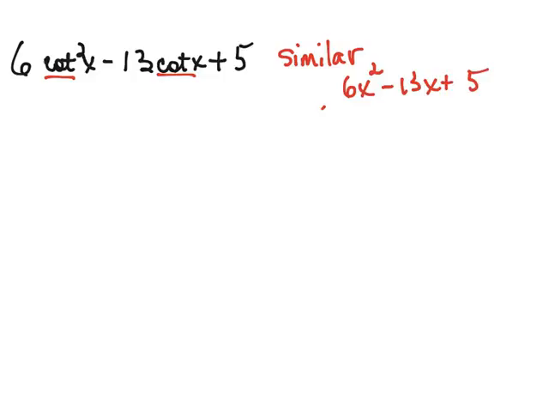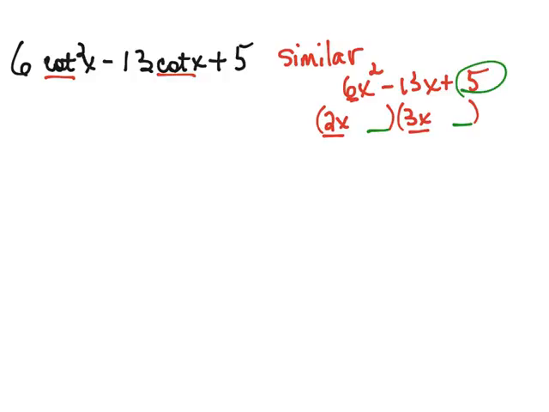And so if you can think back to algebra of how you would factor this, our first two terms would have to multiply together to equal 6. So that's either 2 and 3 or 6 and 1. So I'm going to try 2x and 3x. And then my last two terms have to multiply together to equal 5.